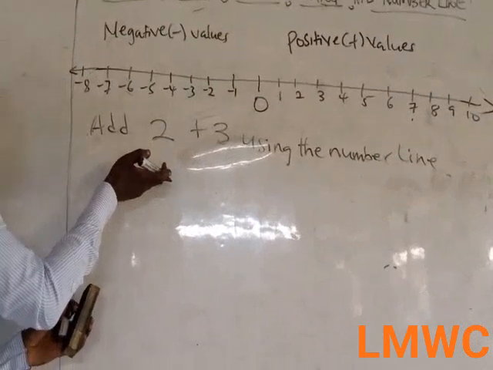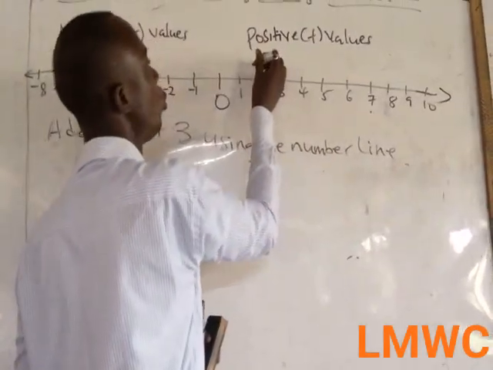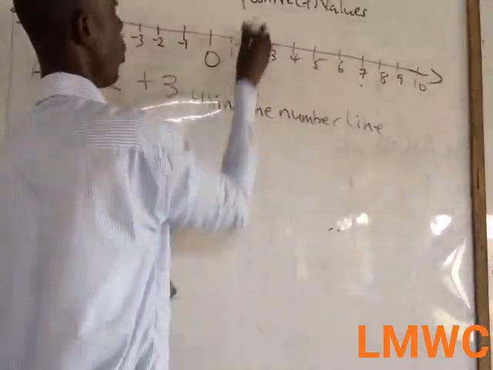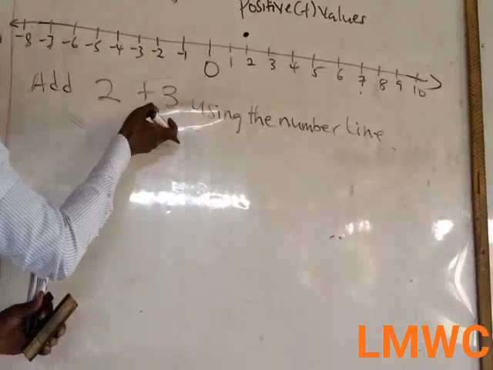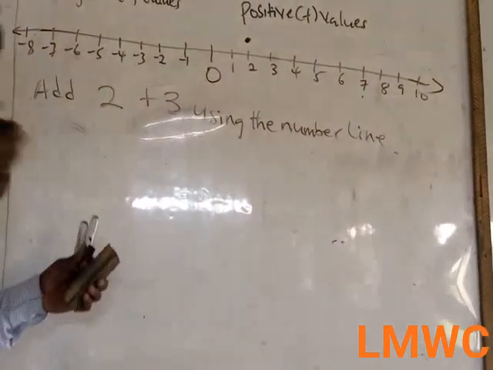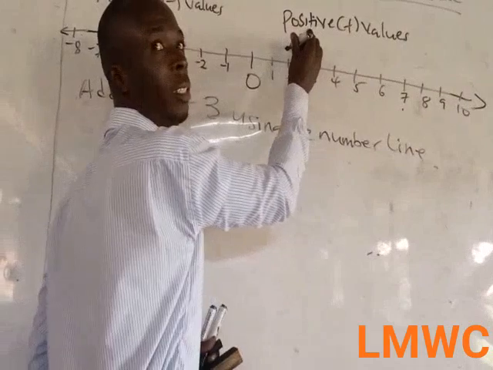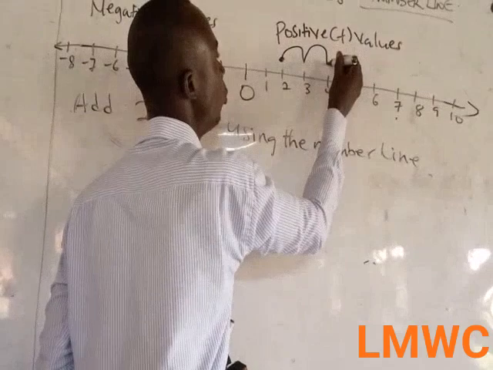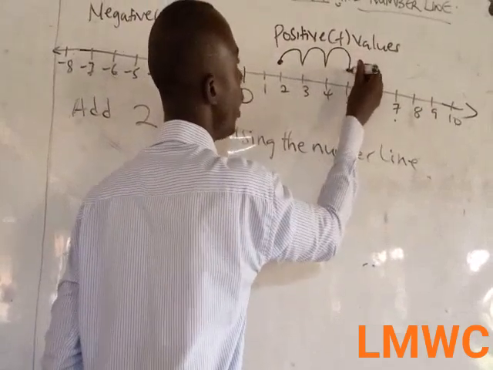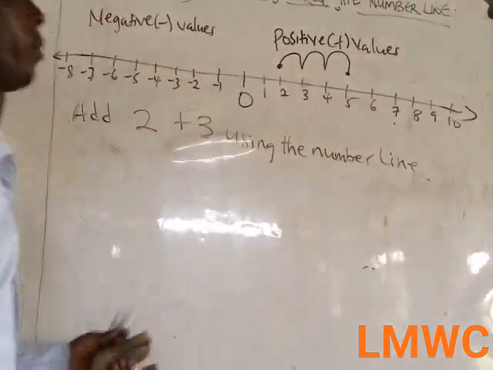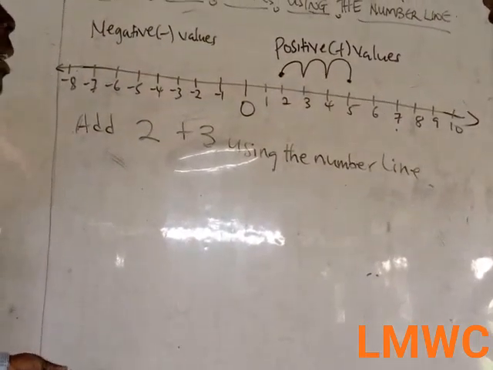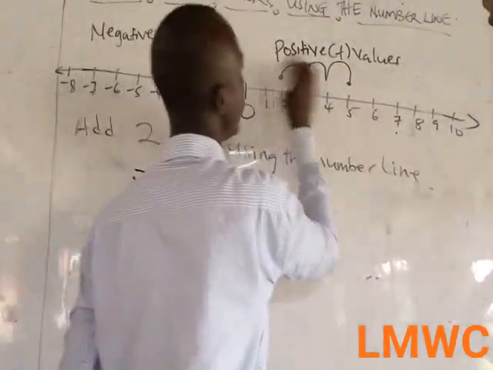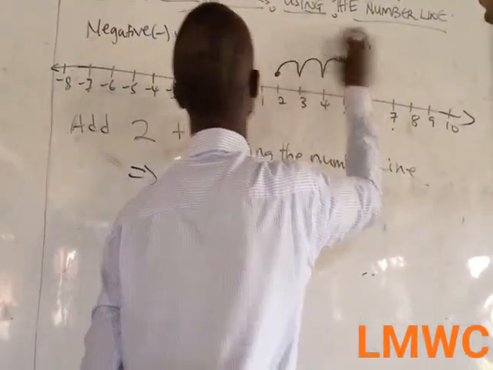What is our first number here? We have 2. So you first locate 2 on this number line. This is 2. So we are adding how many? 3. They didn't talk of negative value. So you move 3 steps to your right hand side. 1, 2, 3. So we have 2 plus 3 as what? 5. So our answer is 5.